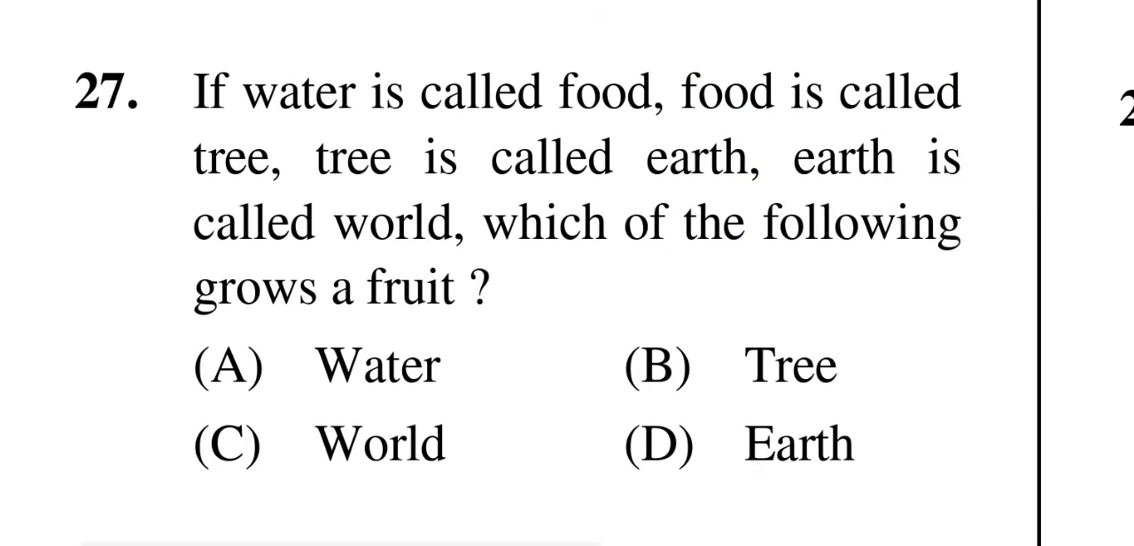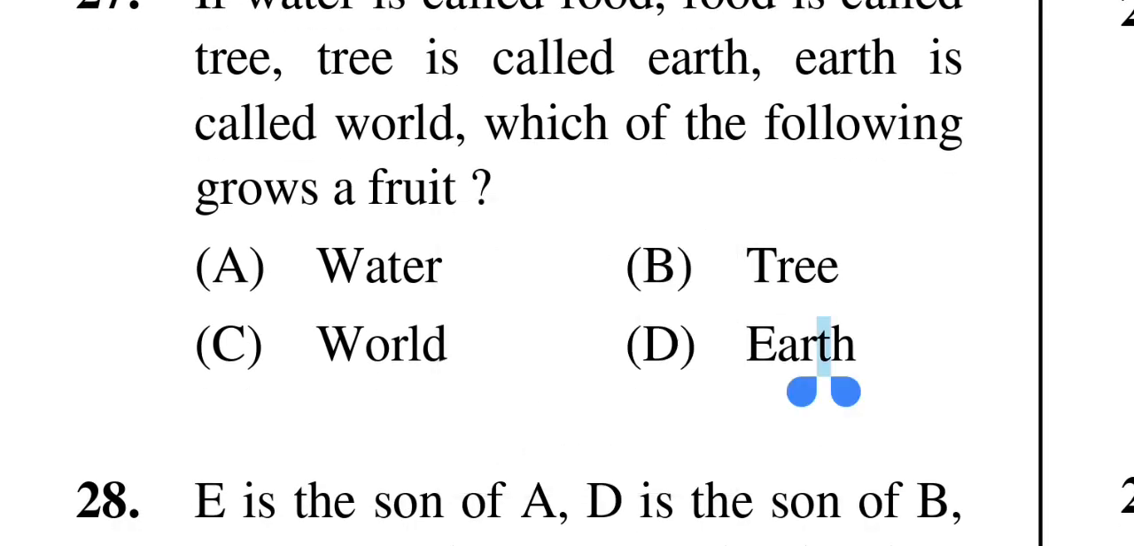Okay, number 27, it says if water is called food, food is called tree, tree is called art, art is called world, which of the following grows a fruit? Water, tree, world, art. Read it twice, thrice, 4 times, 5 times, 10 times, it will be clear. 27, let me tell you the correct answer. Correct answer will be world. Okay, it will be called world.